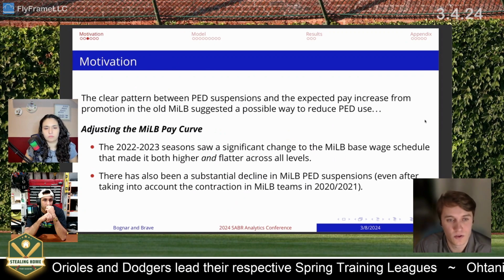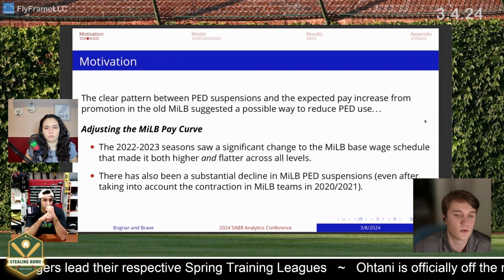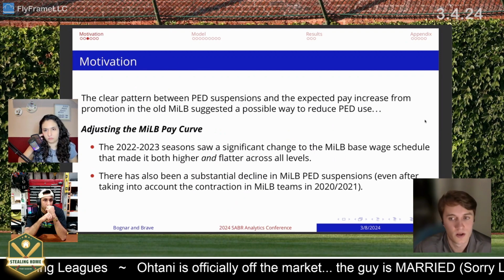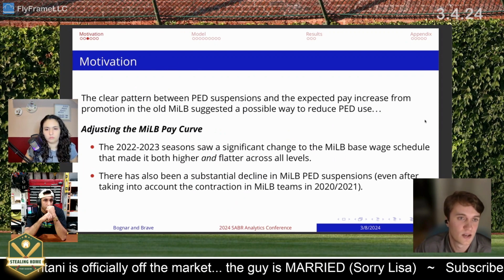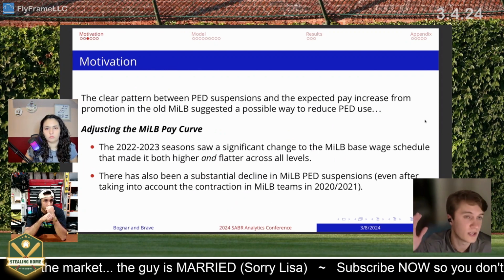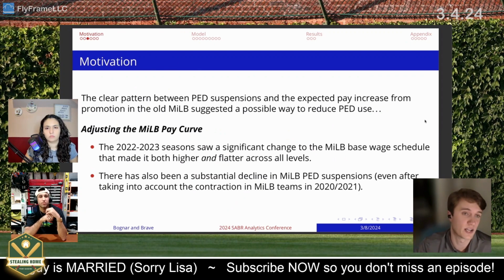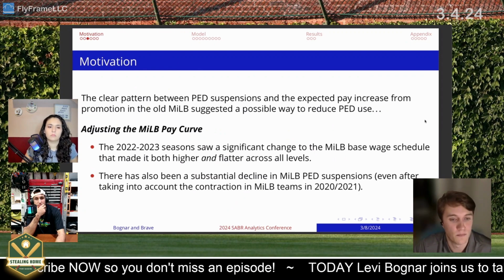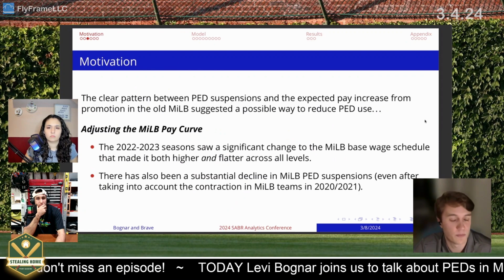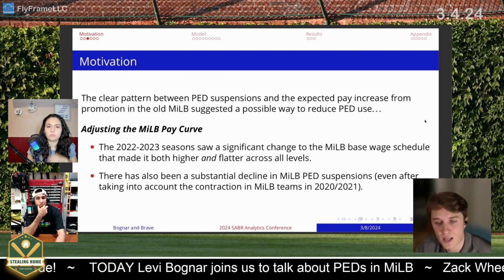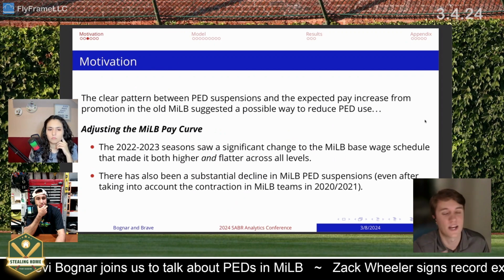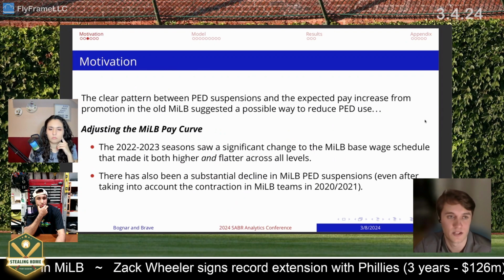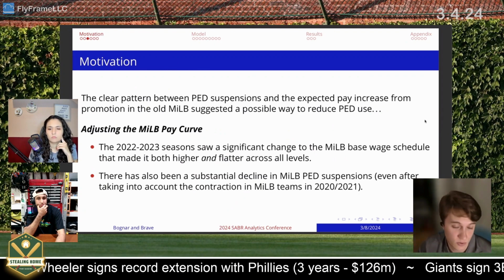Fast forwarding to the post-COVID era, the 2022 and 2023 seasons have seen significant changes throughout minor league baseball, particularly as it pertains to base wages. Wages are now higher, just nominally, and also flatter, in that the percentage increase in salary you get from getting promoted to one level is less than it used to be. It should also be noted that there's been quite a big decline across this period in minor league suspensions. And this is even taking into account the fact that minor league baseball has contracted quite a bit since COVID. There are fewer teams, and as a result, fewer roster spots.